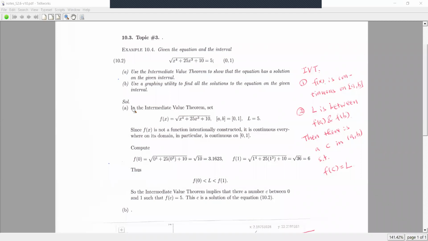To answer part A, in IVT, I set the function f to be this function, and the interval AB to be the interval from 0 to 1, and the number L to be the number on the right side of this equation. Because this function is not intentionally constructed, not a function defined piece by piece, the function is continuous everywhere on its domain.